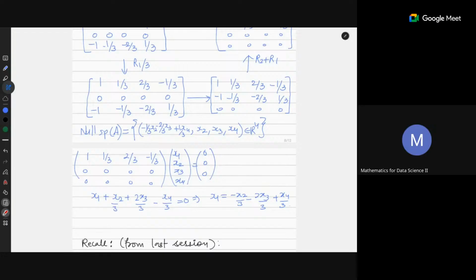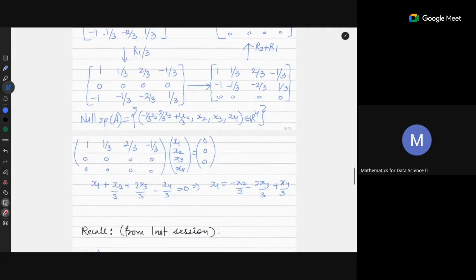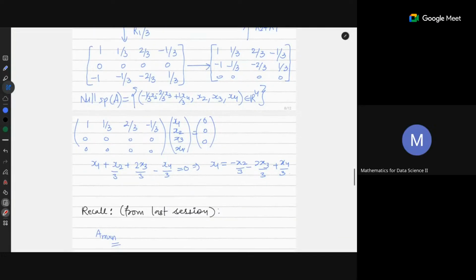Okay. Now can you guys get the basis also? Can anyone tell quickly what the bases are? By using method 2, obviously. The bases are minus 1 by 3, comma 1, comma 0, comma 0. And second one is minus 2 by 3, comma 0, comma 1, comma 0. And third one is minus 1 by 3, comma 0, comma 0, comma 1. Plus 1 by 3.